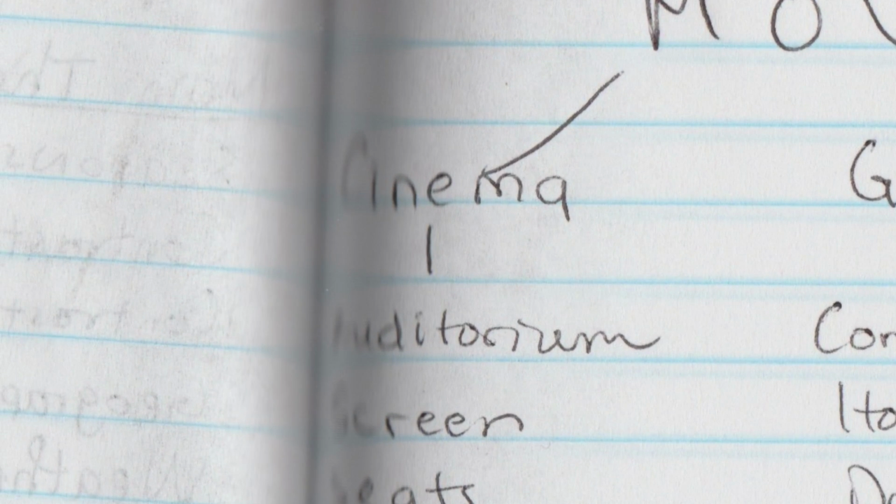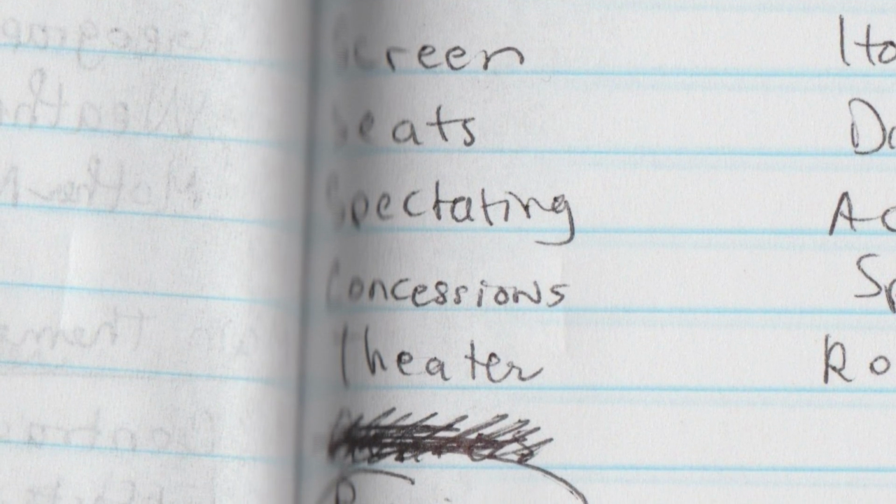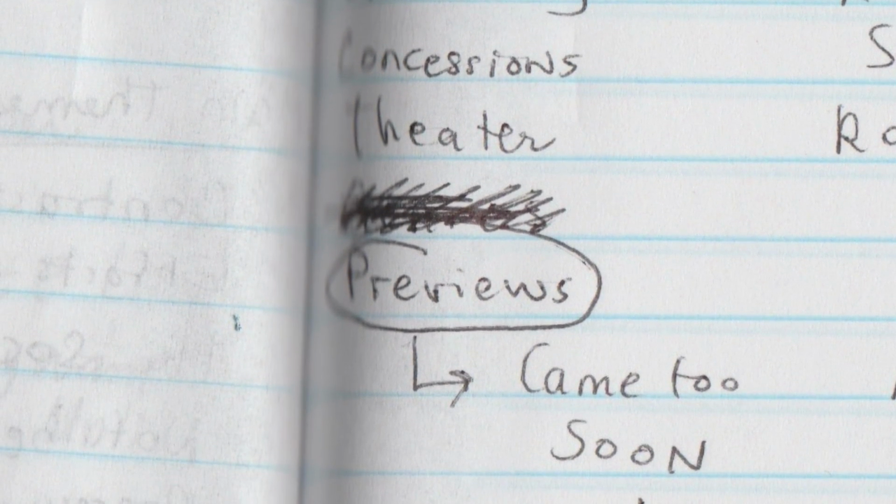And by narrowing down so many simple terms, you find so many different rhymes to use, so many different possibilities of wordplay, alliteration even. You'll find that by doing this, we make another joke. Cinema diverts to auditoriums, screen, seats, spectating, concessions as in snacks, theater, previews. Hold on to that one.